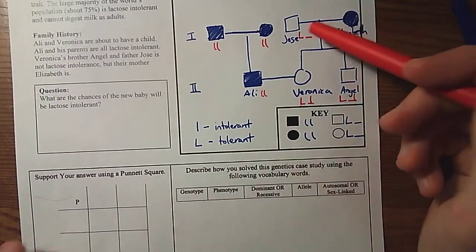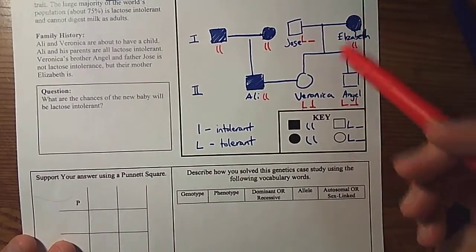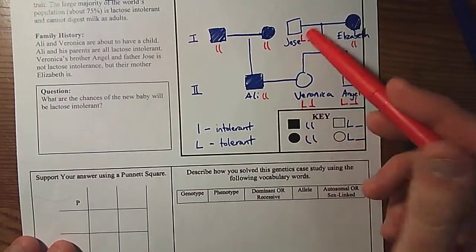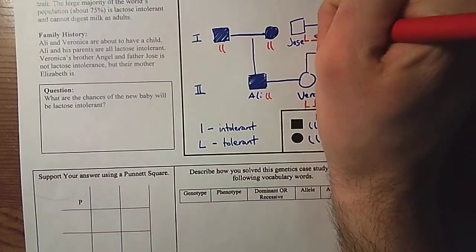Now, Jose, it's tough to know what his genotype is because we don't have enough information. Maybe if we knew more about Jose's parents or the rest of his family, we could figure out if he's big L big L or big L little l. But for now, we could just leave that blank or put a question mark, and that's okay.